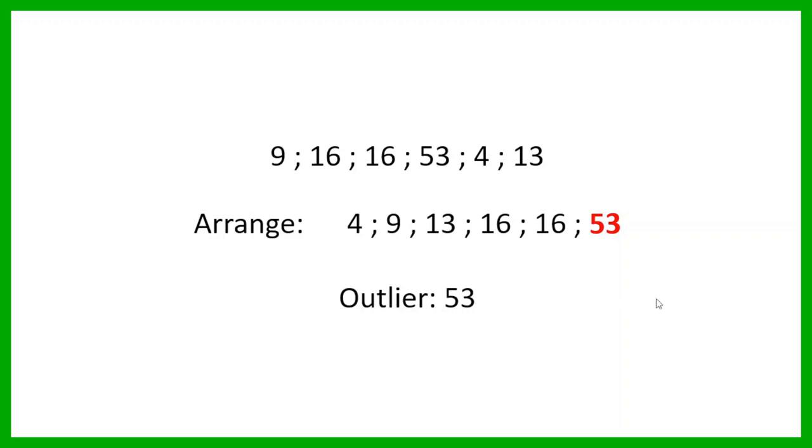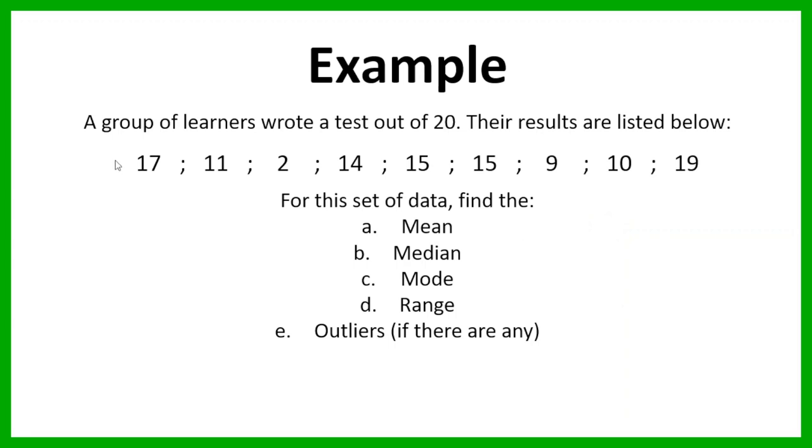Okay, so let's have a look at our first example. In this example, it says a group of learners wrote a test out of 20. Their results are listed below. They got 17, 11, 2, 14, 15, 15, 9, 10, and 19. For this data set, we need to find the mean, median, mode, range, and outliers if there are any. Okay, so let's have a look at how we would do this example.